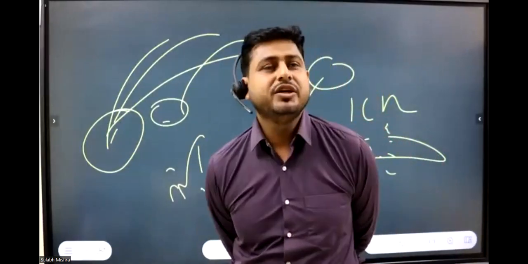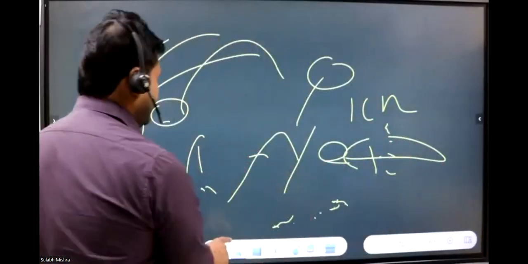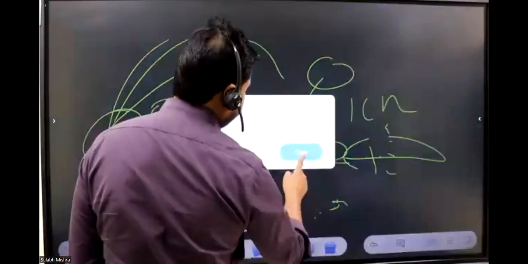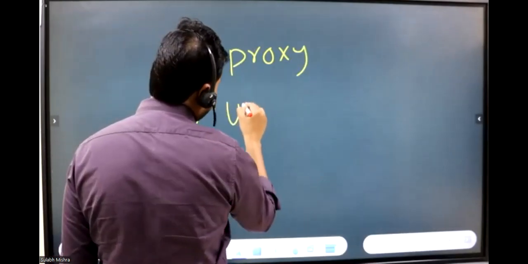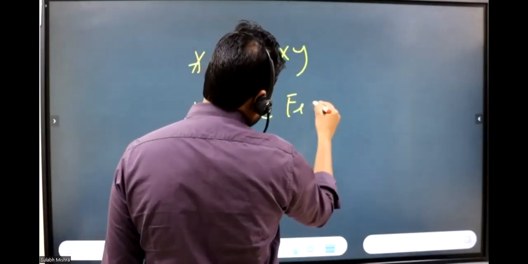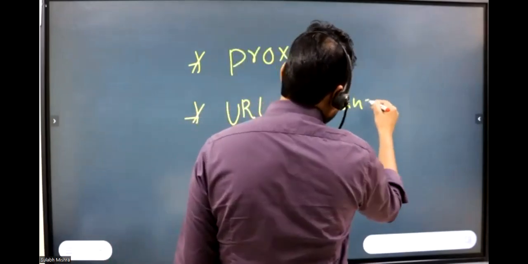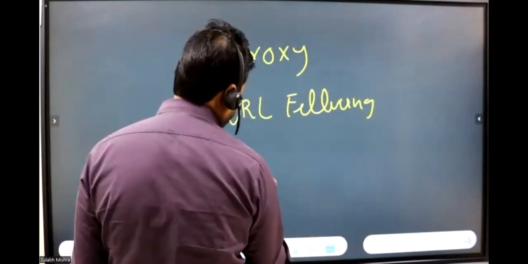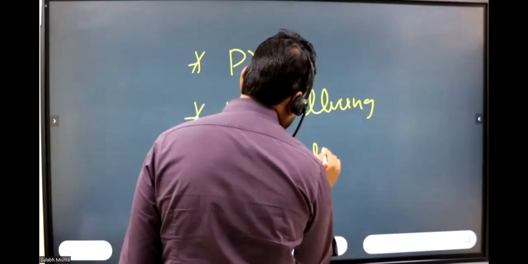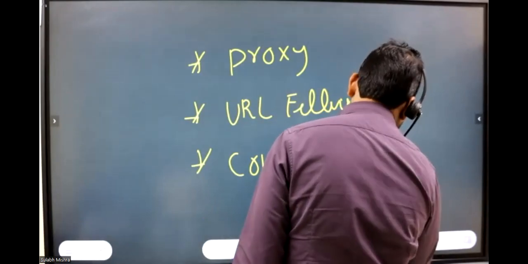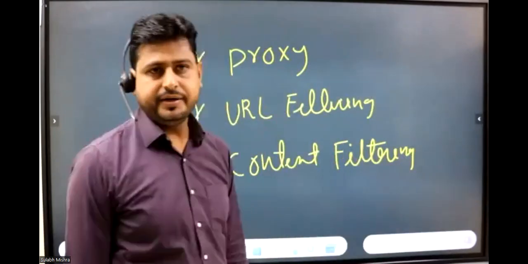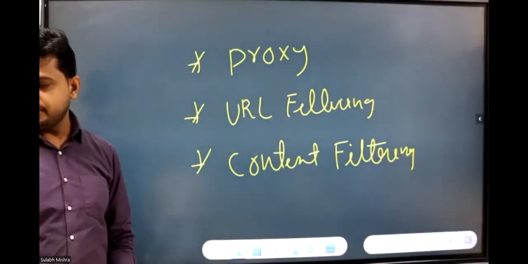So internet access, we can regulate using the device that we call proxy, content filtering, or URL filtering. The main name of the device is proxy. Why do you call it proxy? We also call it URL filtering. Or we also call it content filtering. Content filtering, right? URL filtering or content filtering.